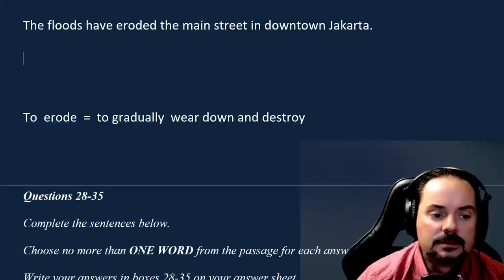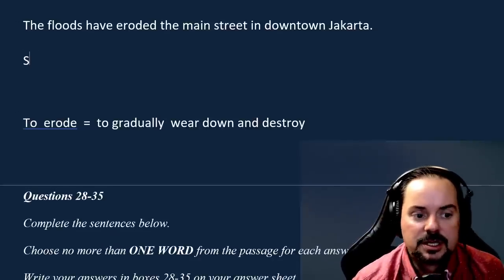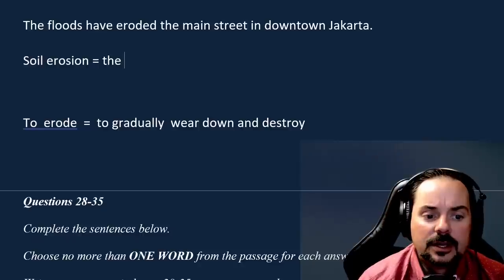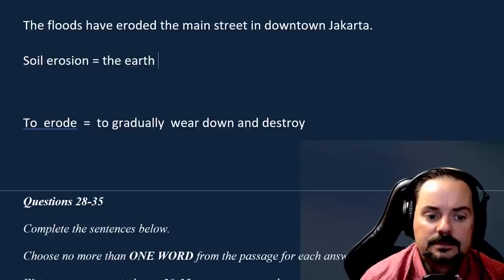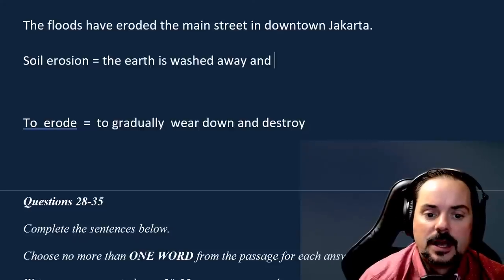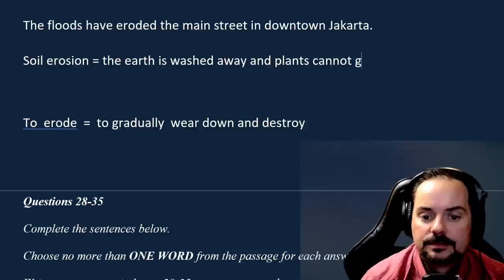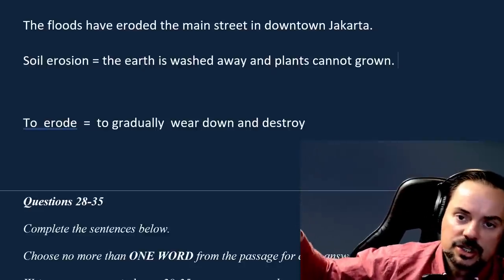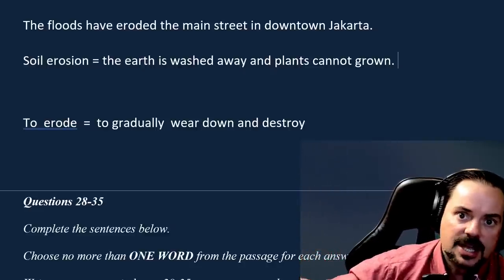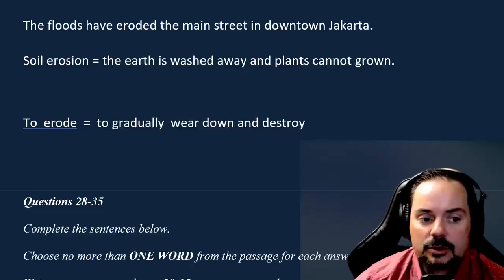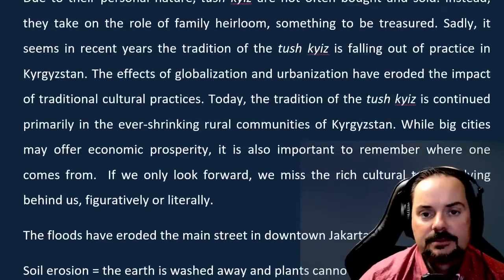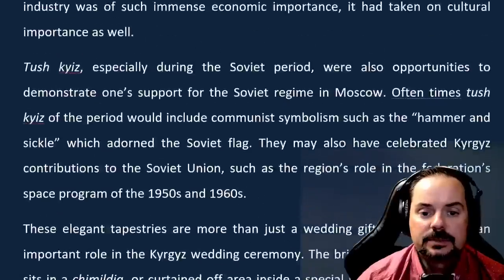In nature, you'll hear, just repeat after me, Chani, everybody can repeat this: soil erosion. Soil erosion. The earth is washed away and plants cannot grow. So in nature we say soil erosion. When the rain or the water washes away all the soil, there's only rock or sand that remains, and then plants don't grow. So soil erosion is bad for people, it's bad for farming. Does that give you a clear idea of what the word erode or erosion means?